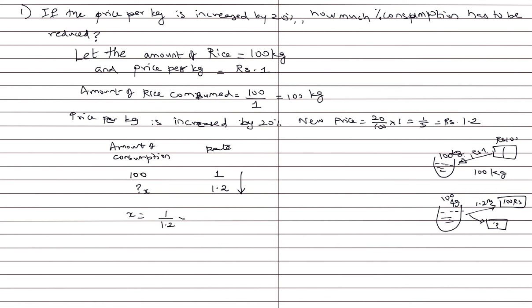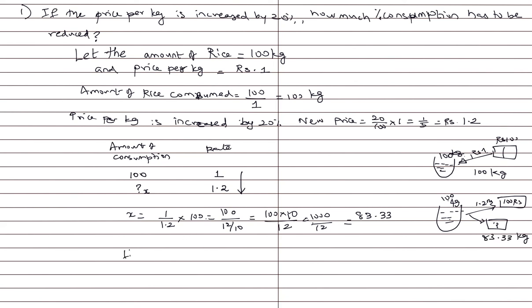1 by 1.2 into 100, which is equal to 100 divided by 1.2. 1.2 means 12 by 10, right? That is the meaning of 1.2. That means 100 into 10 divided by 12. So that means 1000 by 12, which is equal to 83.333. So that means we can consume 83.33 kg.